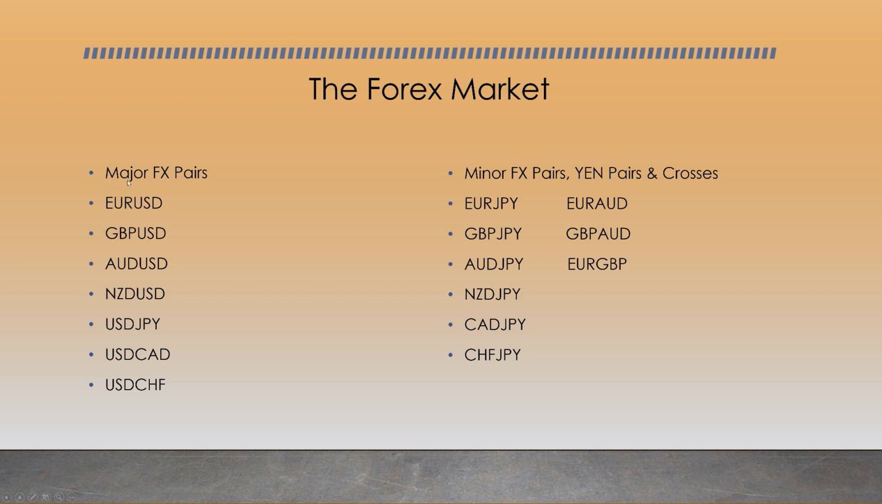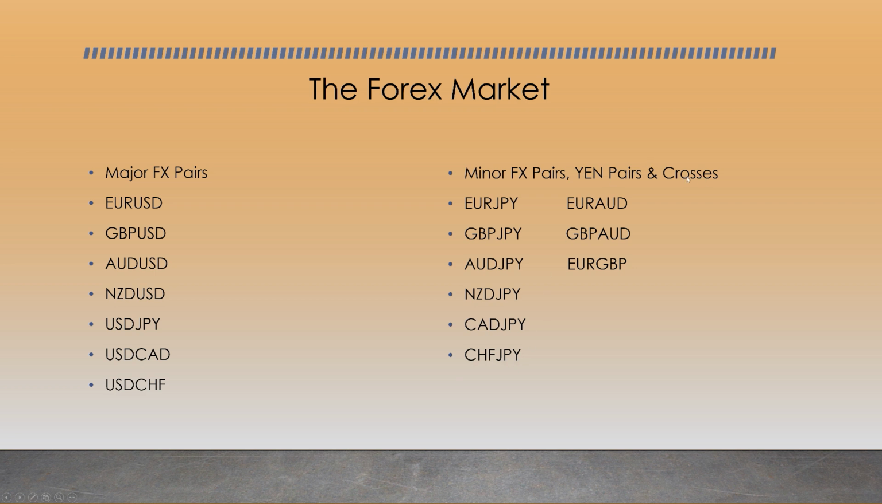Starting with the major FX pairs, you can see that the major FX pairs are all connected to the US dollar. We have the euro against the dollar, pound dollar, Aussie dollar, New Zealand dollar, dollar yen, dollar CAD, and dollar Swiss. Then for the minor FX pairs and the yen pairs, we have euro yen, pound yen, Aussie yen, New Zealand dollar yen, CAD yen, and Swiss yen.